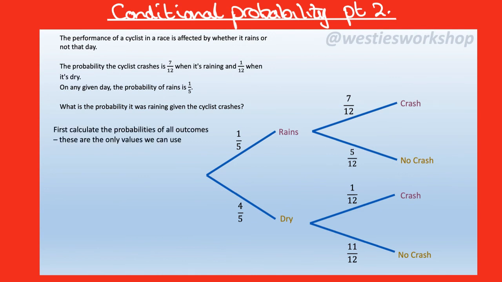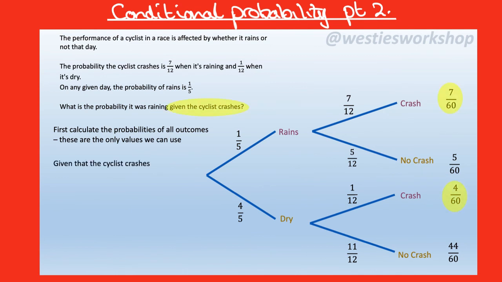First, calculate the probabilities of all outcomes. These are the only values we can use. So we got 7/60ths, rain and crash, 5/60ths, rain and no crash, 4/60ths, dry and crash, 44/60ths, dry and no crash.